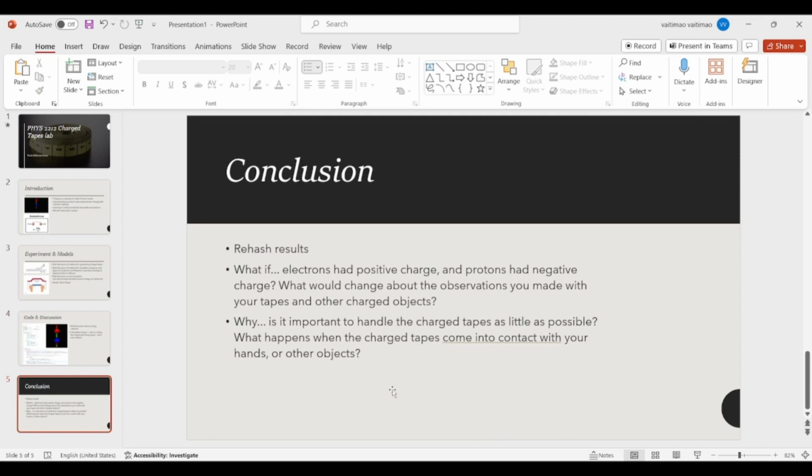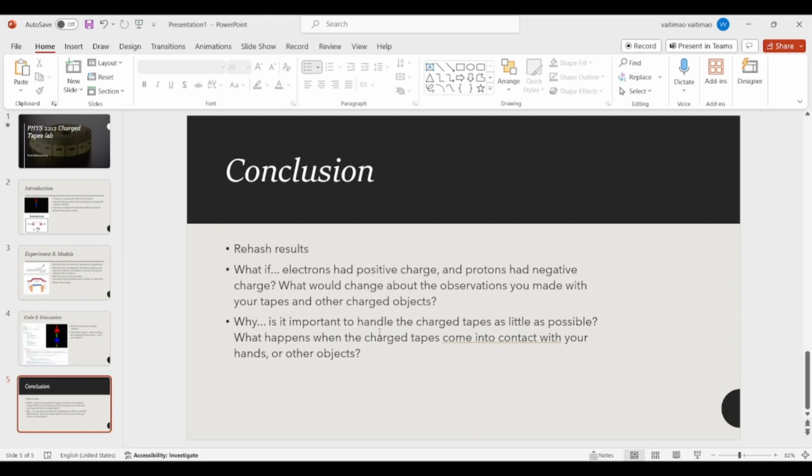For the conclusion, once again, I determined that the excess electrical charge was 1.867 times 10 to the negative 8 coulombs in magnitude. Now, what if electrons had a positive charge and protons had a negative charge? I would argue that no difference would occur in the observations, because as long as the electrons are getting snagged onto the tape, and as long as the excess charge has the same sign, then they're still going to repel each other the same amount.